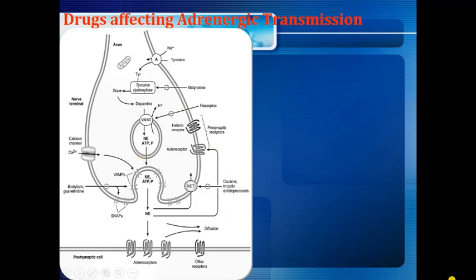Now we see at what levels the drugs are acting. First is the synthesis blocker. Here the drug is alpha-methyl-p-tyrosine, also called metyrosine. It is the drug which inhibits the tyrosine hydroxylase enzyme. Inhibition of tyrosine hydroxylase would lead to no synthesis of dopamine, and further synthesis is inhibited. It is therefore called a synthesis blocker.